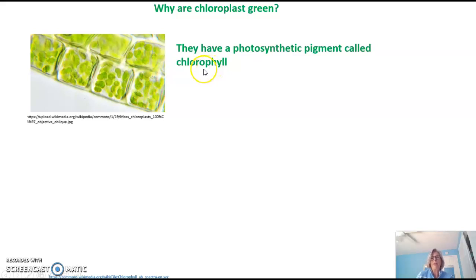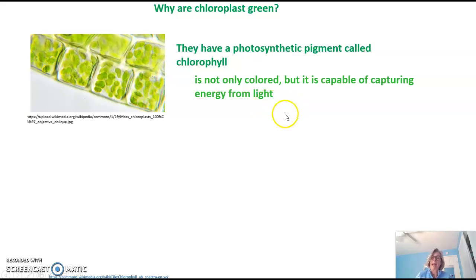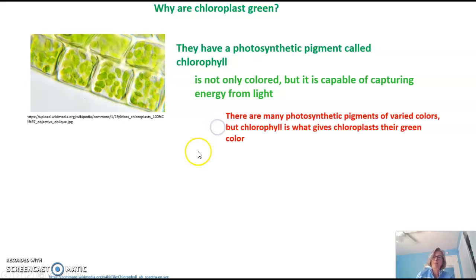Now it's important to differentiate that chlorophyll is a photosynthetic pigment. All pigments are colored, but not all pigments are able to capture energy from light. Photosynthetic pigments are not only colored, but they're able to capture energy from light. So chlorophyll is a photosynthetic pigment. There's actually many different photosynthetic pigments that have many different colors, but chlorophyll is what gives chloroplasts their green color, and it's the most common photosynthetic pigment.